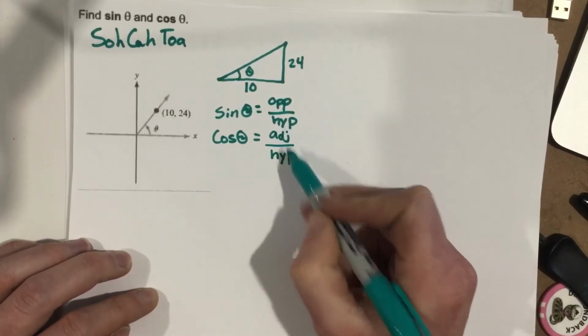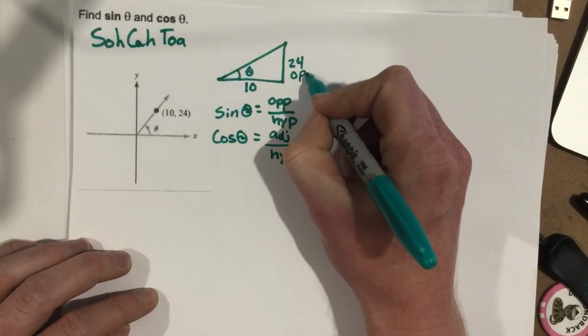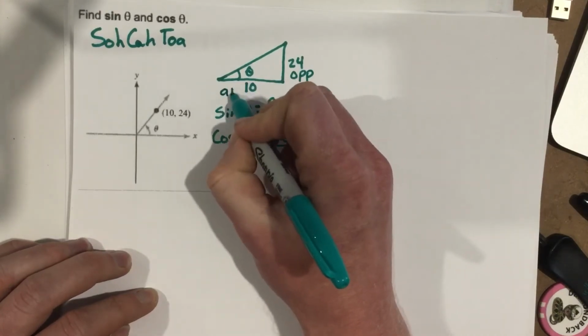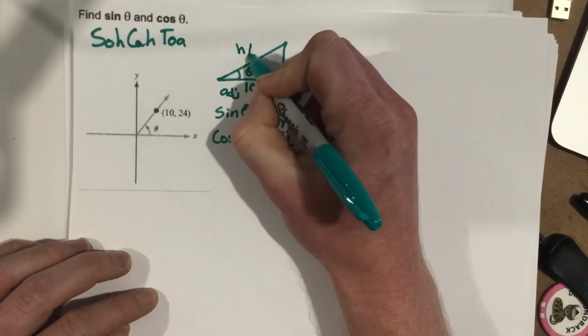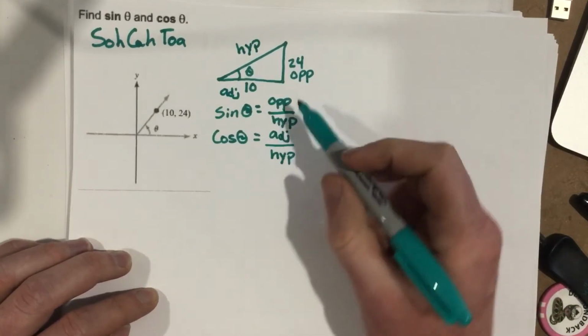Now either way we need the hypotenuse here, and in this case, if this is theta, this is the opposite side, this is the adjacent side, and this is the hypotenuse. So we need to find the hypotenuse in order to use these two ratios. So let's go ahead and do that.